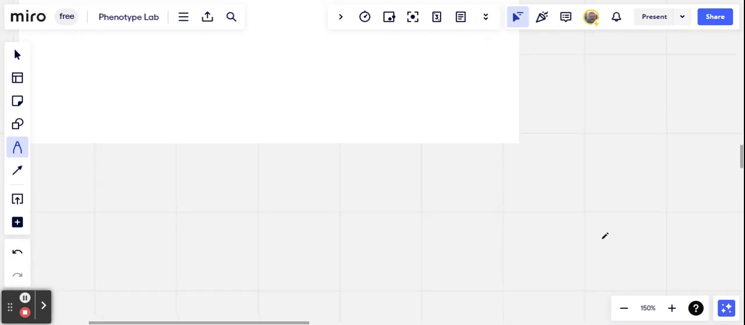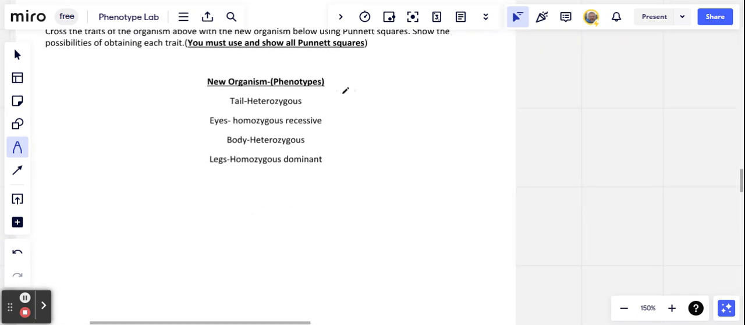And again, it tells you what they are. For its tail, it's heterozygous. For eyes, it's homozygous recessive. For body, it's heterozygous. And for legs, it's homozygous dominant. Okay, so you're going to cross those.